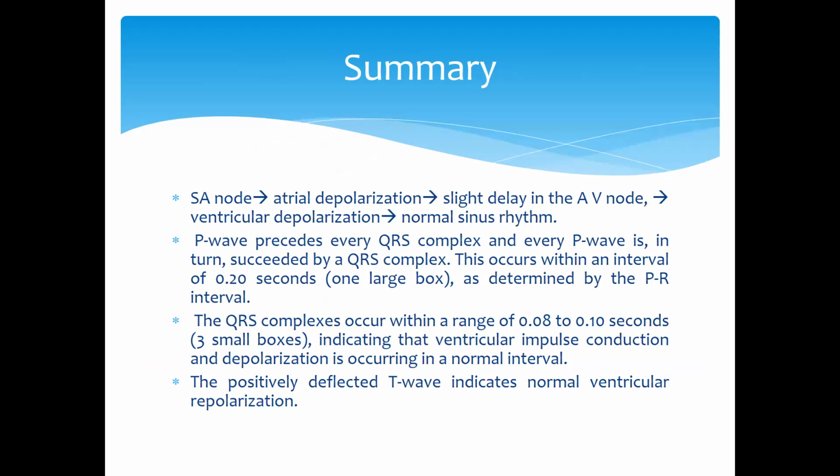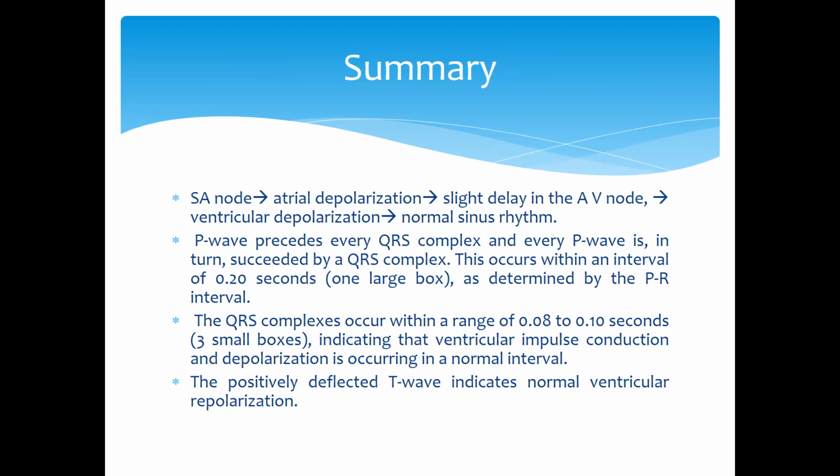Now the summary: there is generation of the impulse at the SA node, and then there is atrial depolarization. After that, there is a slight delay in the AV node, and then there is ventricular depolarization through the traveling of the impulse from the SA node to the bundle of His, and then to the right and left bundles, and then to the Purkinje fibers at the end, and to ventricular depolarization, and then up to the normal sinus rhythm.